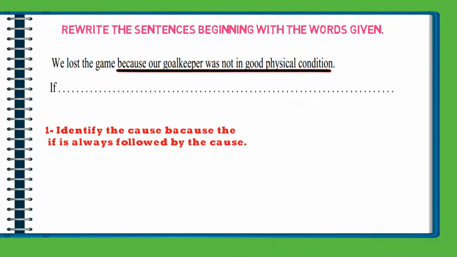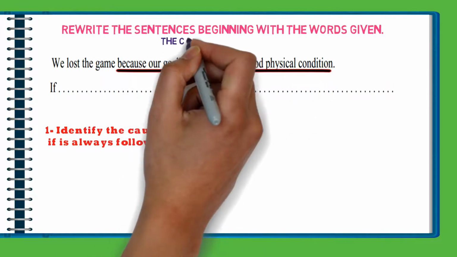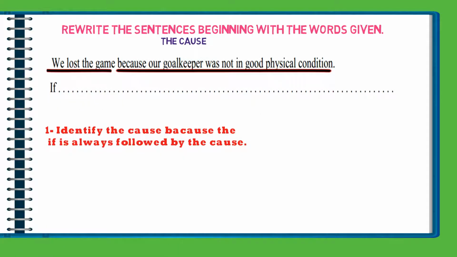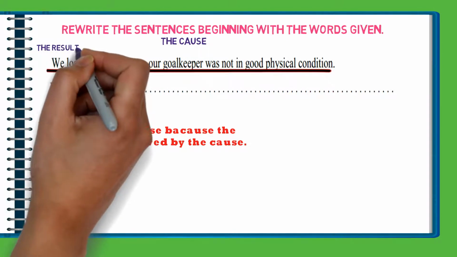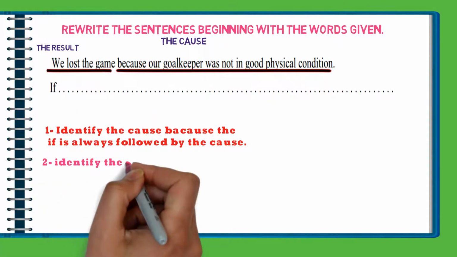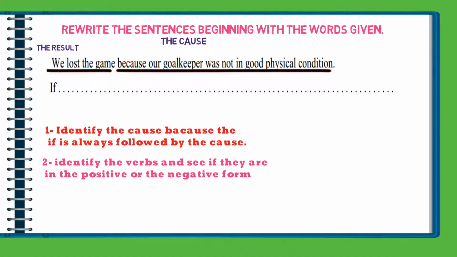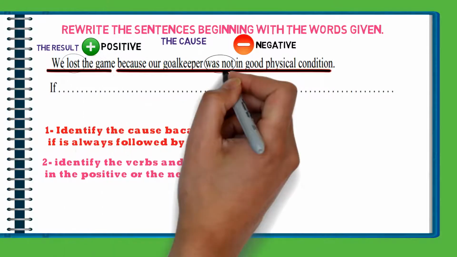Okay, so here the cause is because our goalkeeper was not in good physical condition. This is the cause. And then we lost the game is the result or the consequence clause. Okay, the second thing you need to do is identify the verbs and see if they are in the positive or the negative form. For example, was not here is in the negative form because we have not. When we change it, we need to change it into positive. And in the if or the result clause, we have lost, which is positive. When we change it to negative.